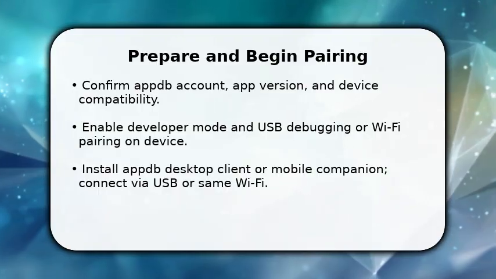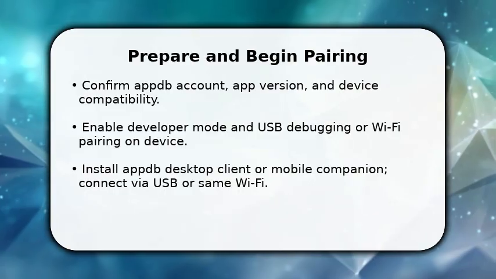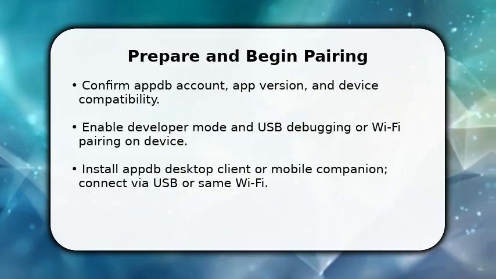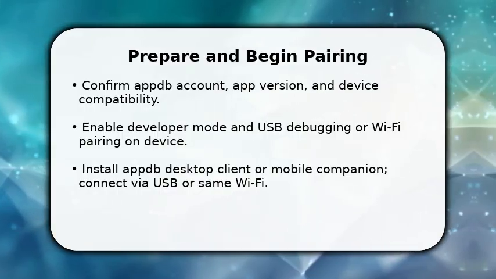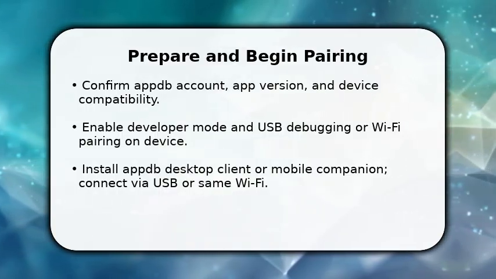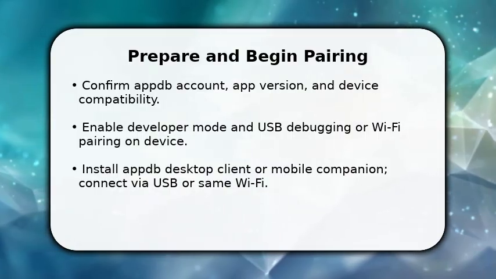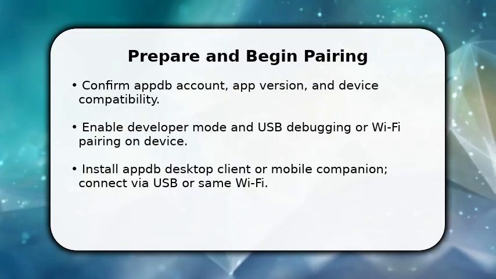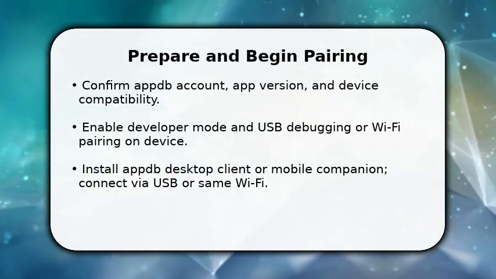You'll start by preparing the essentials. Sign into Appdb and verify your device model is supported. Once signed in, enable developer mode and USB debugging, or enable Wi-Fi pairing if you prefer wireless. Connect the device to the same network as the Appdb client or plug in the USB cable.